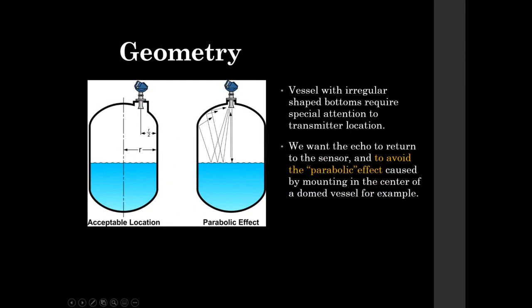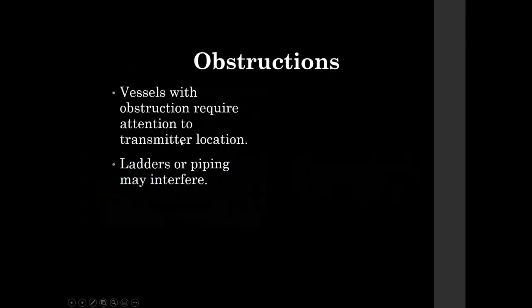Geometry, again, vessels with irregularly shaped bottoms require special attention. Again, we want that signal to come down and bounce back up to be received again. So we want to make sure that we install it properly here. So a particular application in the ILM here is a vessel with a dome tank, and you'll see the differences here between mounting it on the side, where we say that the ideal placement is about half of the radius of the vessel, so in this area, rather than putting it here in the center, because this essentially acts like a satellite dish or a parabola, and we can get a multitude of different angular reflections from this type of geometry. So it's important to consider geometry.